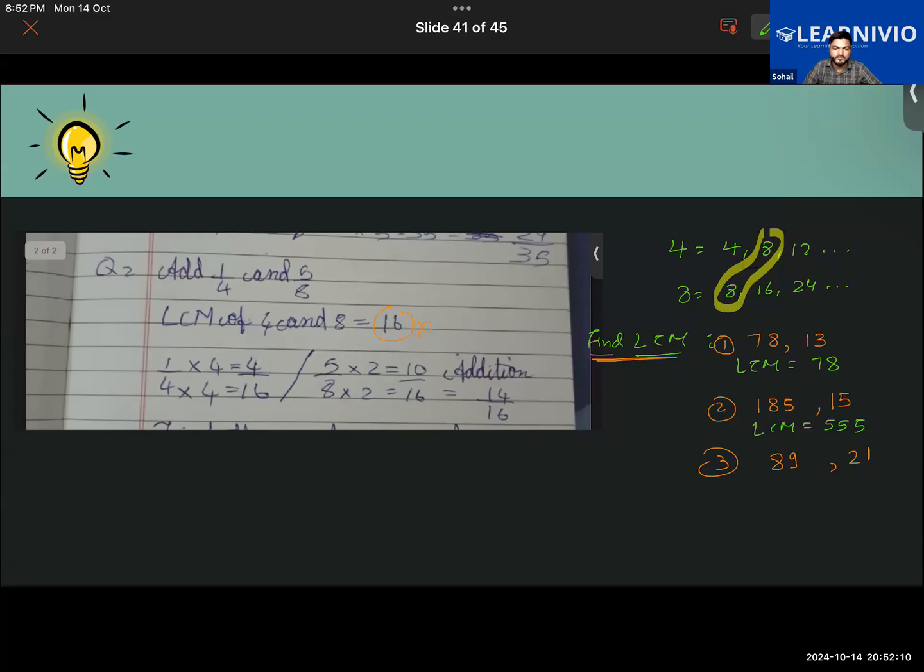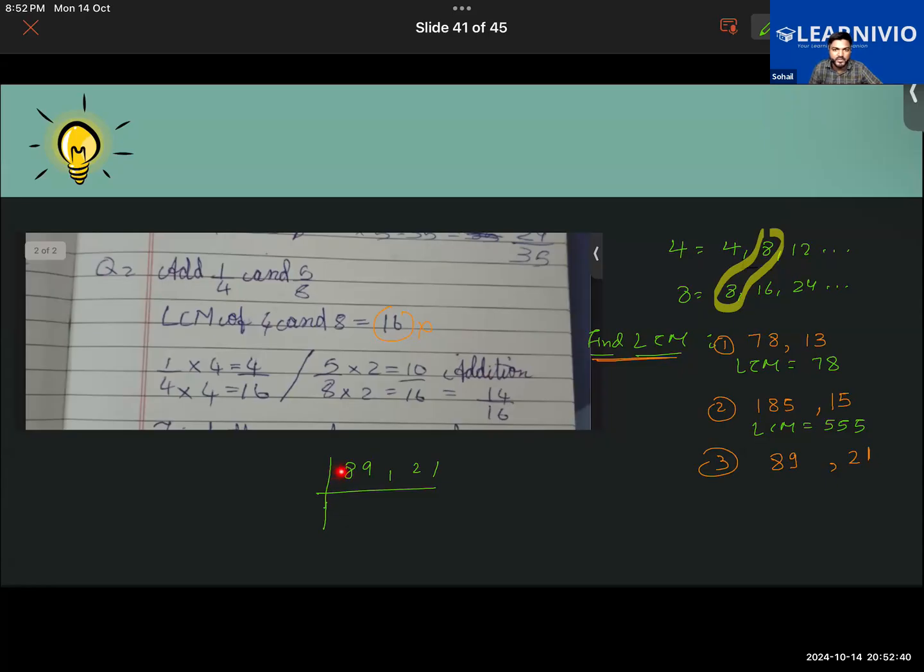Is it 441? 441. No, that is not correct. How are you getting it? The numbers 89 and 21. First of all, we are going to divide it with... Can 89 be divided by any prime number? 9. How can it be divided by 9? 9 nines are 81, 9 tens are 90. 89 does not come in the table of 9. How can you divide it?